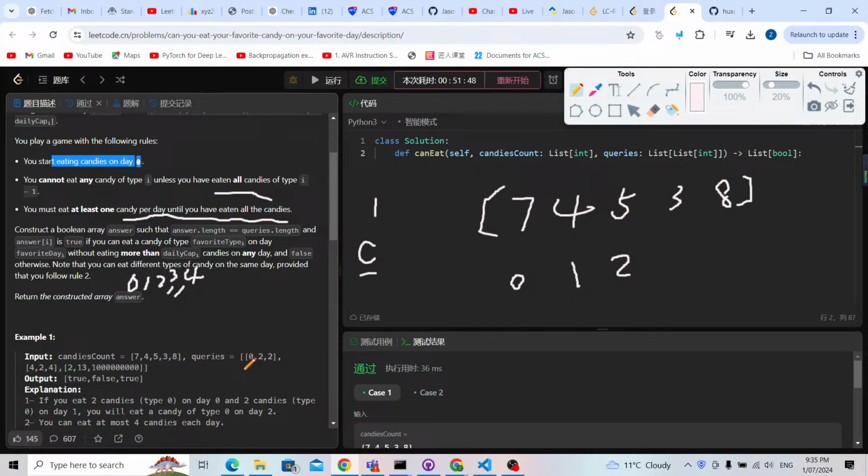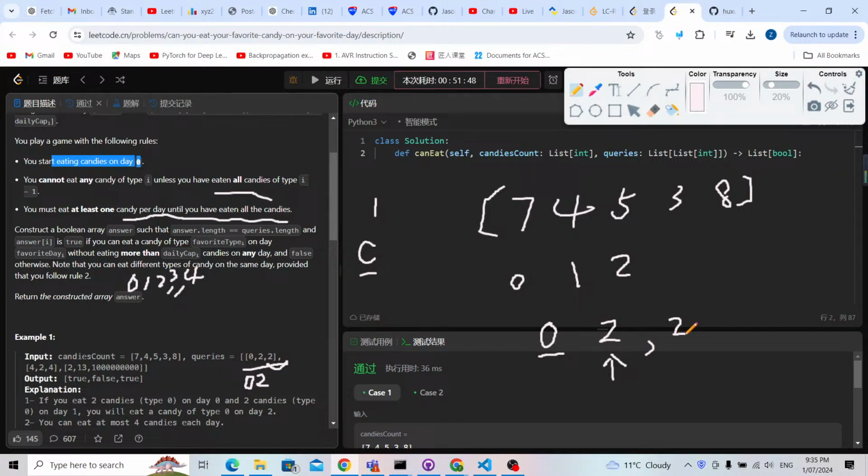So for example, for the first query, it is 0, 2, 2. It means on day 2, can I eat candy type 0? On day 2, can I eat candy type 0 with a capacity of 2? We just need to answer this kind of question. If it is true, we're going to return true. Otherwise, we're going to return false. So there's a lot of conditions, but the basic idea is that inside each of the queries, we need to answer the question of on this day, I want to eat the candy type, this is 0, and with a capacity of 2.